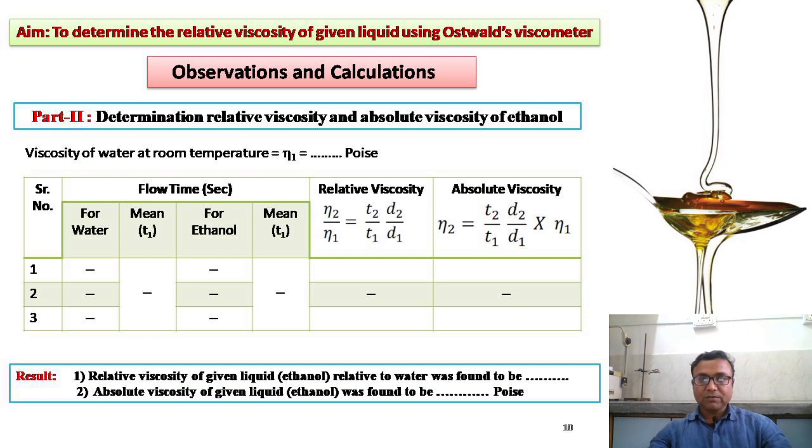So here eta 1 is required, and you can find out the relative viscosity of the given liquid relative to water. After getting this result, this is the calculation part, write down the result, that is the relative viscosity of the given liquid ethanol relative to water was found to be. So this is the relative viscosity, that is the ratio of eta2 by eta1 relative to water. And the second, the absolute viscosity, is obtained in this particular column. Write down the second reading, that is the absolute viscosity of the given liquid, ethanol, was found to be. The unit is the CGS unit, that is the poise.